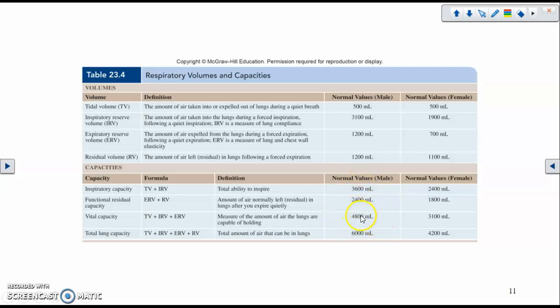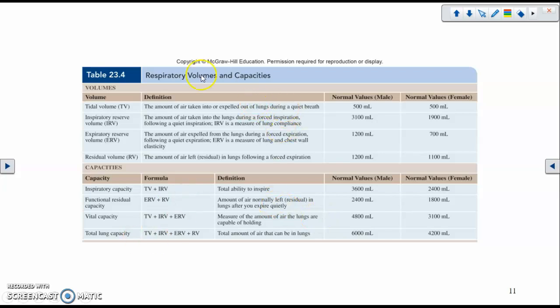So this is the normal distribution. Again, if this number becomes bigger, these two numbers are going to become smaller, or only one of them is going to become smaller. If this number becomes smaller, then more than likely one or two of these numbers is going to become bigger, but this volume is going to remain constant. This is a very important thing about lung volumes.